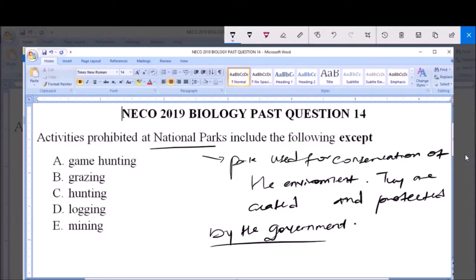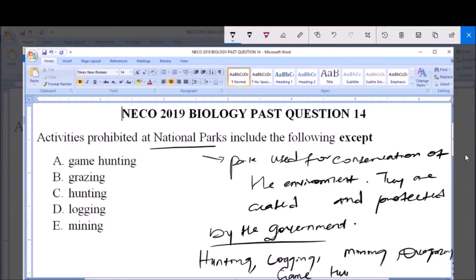Now, activities prohibited in the national parks include hunting, and lodging, which simply means deforestation, the felling of trees. Mining is prohibited in national parks. Also, overgrazing is prohibited. Likewise, game hunting, which simply means hunting for animals, is also prohibited in national parks. Now, the question says activities prohibited at national parks include the following, except. Actually, game hunting is prohibited, hunting is prohibited, felling of trees is prohibited, and mining is also prohibited.